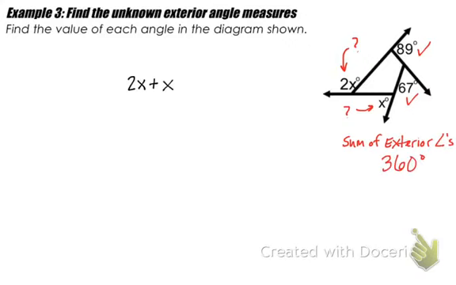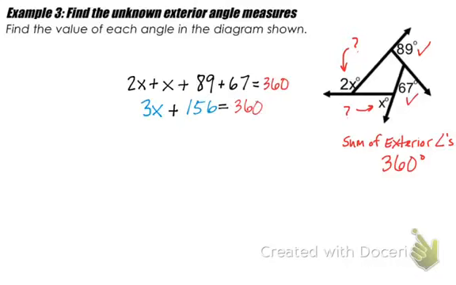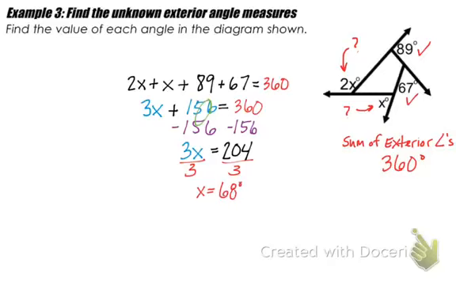Then 2x plus 89 plus 67 should equal 360 degrees. I'm going to combine like terms. We have 3x plus 156 equals 360. Solving for x, we subtract 156 from both sides. We're left with 3x equals 204. Divide both sides by 3. X equals 68 degrees. So one exterior angle that we don't know is 68 degrees. The other one, we substitute in 68 for x, and we get 136 after we multiply 68 by 2. The two unknown angle measurements are 136 and 68 degrees.